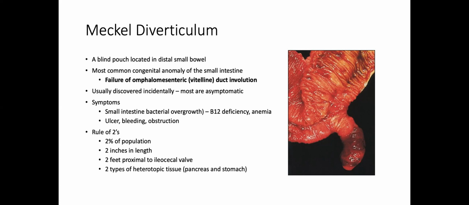And when you see it in a vignette, it usually has the rule of twos. It's in 2% of the population. It's 2 inches in length. It's 2 feet proximal to the ileocecal valve. And it's usually at the ileum, and there are 2 types of tissue associated, pancreatic and stomach tissue.